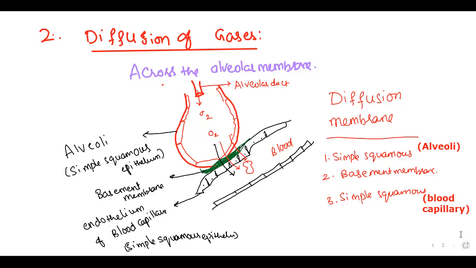Diffusion membrane. Okay. Next, number 3, the transport of gases. Third one here, transport of gases. From where to where? Transport of gases. So who does this particular transport of gases?